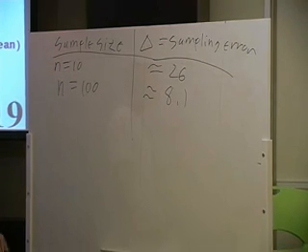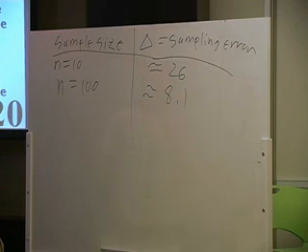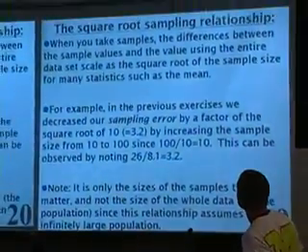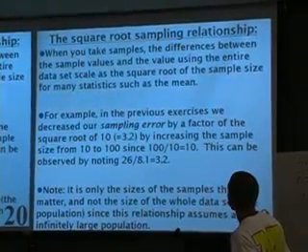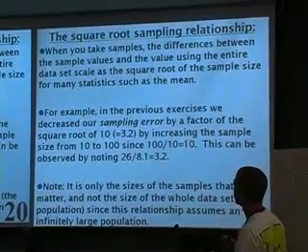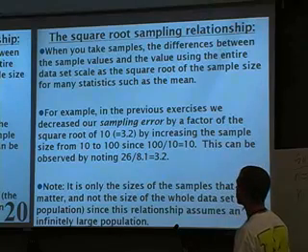Anyone know what rate? Square root, right? Turns out to be the square root. And that's what I said on the next slide: the square root sampling relationship. When you take samples, the difference between the sample values and the values in the entire data set scales as the square root of the sample size for many statistics, such as the mean. It's not true for everything, but it's true for the mean, true for the median, true for any percentiles, true for a lot of things. It wouldn't be true for the max, for example.